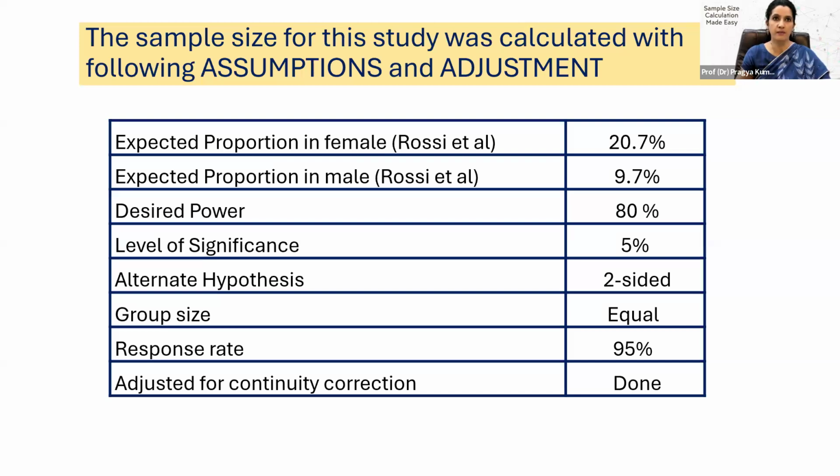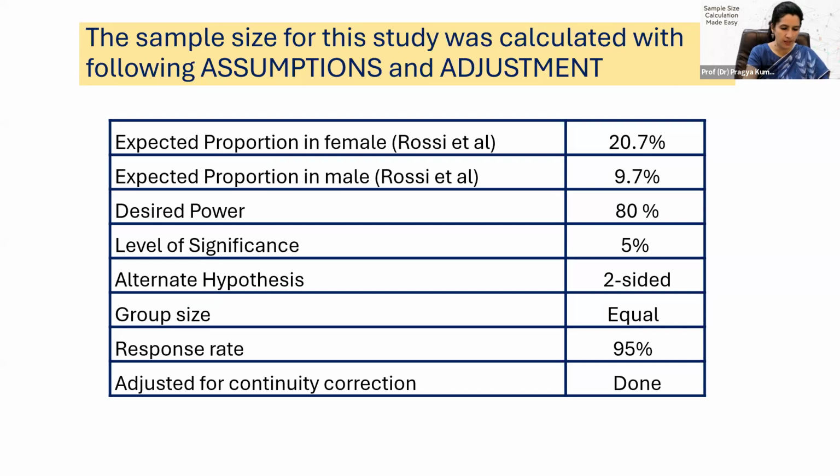20.7% and 9.7%. The desired power I have taken at 80%, level of significance as 5%, two-sided hypothesis, and group sizes I have kept as equal. I'll take an equal number of men and women, and the response rate I'm expecting is 95%, and I'll do the continuity correction. We'll see this. So 20.7 and 9.7.